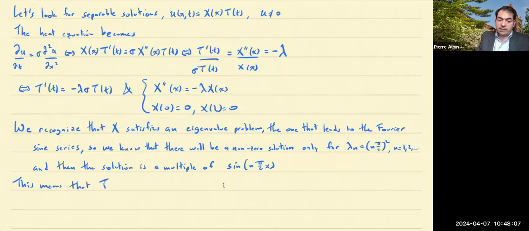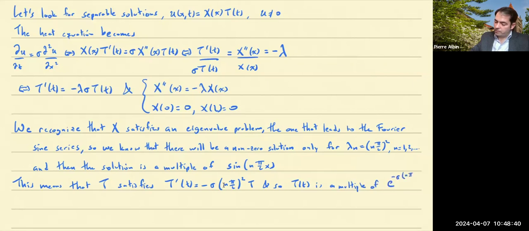This means that capital T satisfies capital T prime is equal to minus sigma times (n pi over L) squared times capital T. And so capital T of t is a multiple of e to the minus sigma times (n pi over L) squared times t.